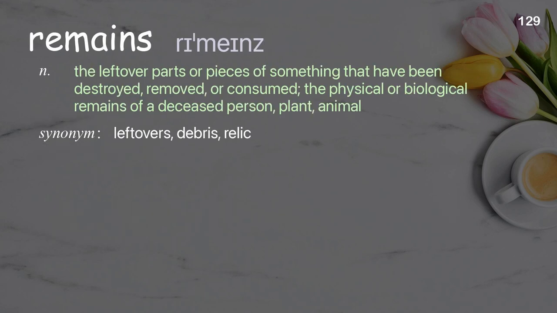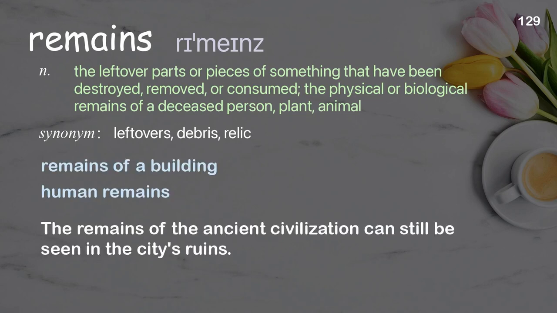Remains. The leftover parts or pieces of something that have been destroyed, removed, or consumed, the physical or biological remains of a deceased person, plant, animal. Examples: remains of a building. Human remains. The remains of the ancient civilization can still be seen in the city's ruins.